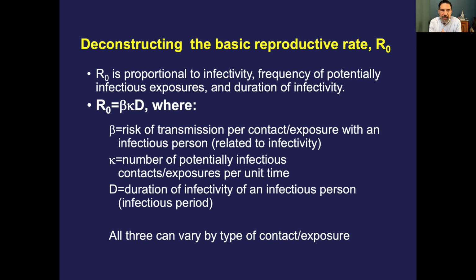And also D is the duration of infectivity of an infectious person. So that relates to the infectious period. So you can imagine that the number of cases that each person could give rise to on average will be related to how long they're infectious. So if they're infectious for a long period of time on average, then there's more opportunity to continue to spread the infection. And all three of these things can really vary by contact exposure, whatever the type of exposure is that we're talking about.